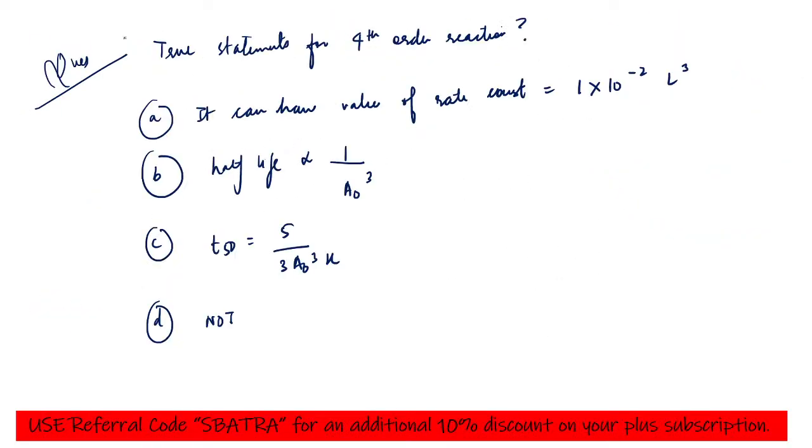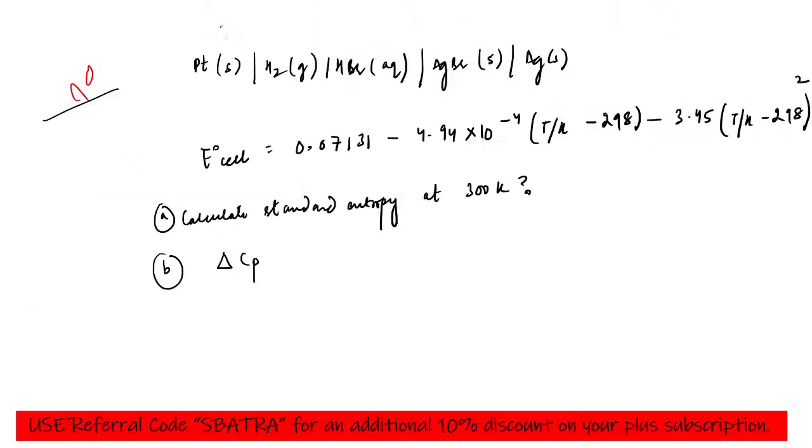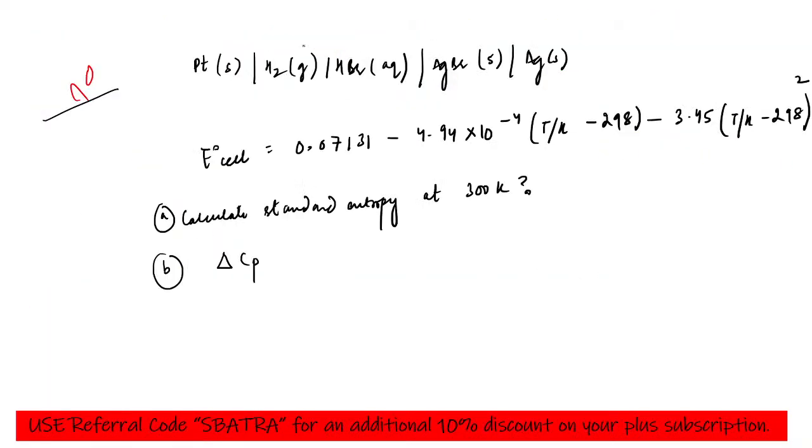Let's write down. So the cell is platinum, then we have H2, HBr, then we have HBr and Ag. So this cell is given to us, and what we have to find out is the entropy.